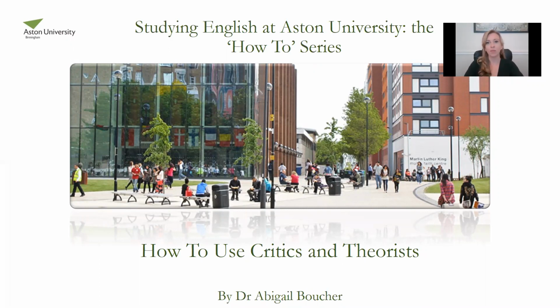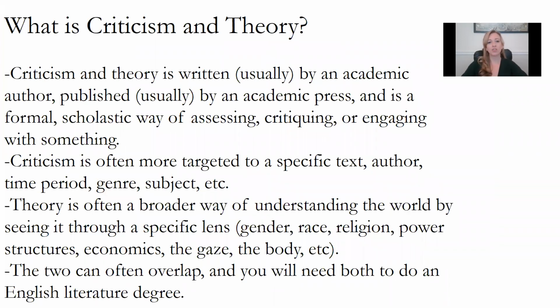So what is theory and criticism? It's usually written by an academic. It's something usually published by an academic press, and it's basically just the formal, critical, scholastic way of assessing something, engaging with a topic. And so criticism is slightly different than theory. Criticism is more targeted, more specific. It revolves generally around one more niche subject. So it could be what do we think of this one text in particular, or this author's work, or a whole genre, or a whole literary movement, or some other subject. It doesn't necessarily have to be literature based.